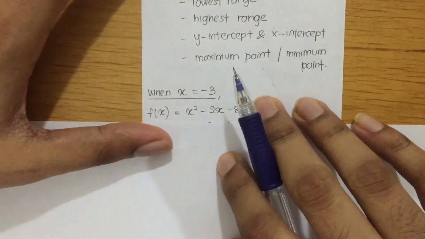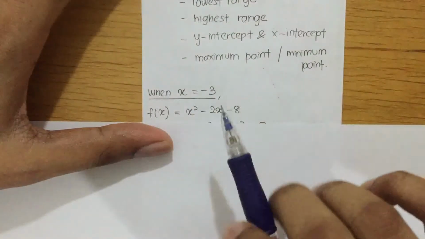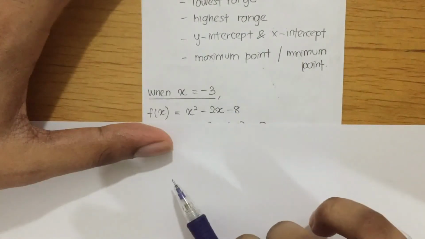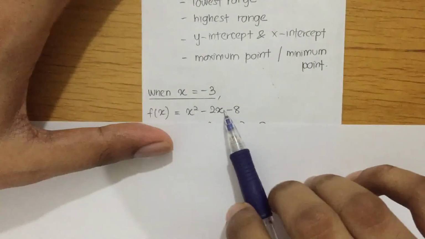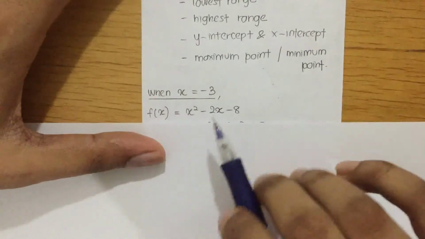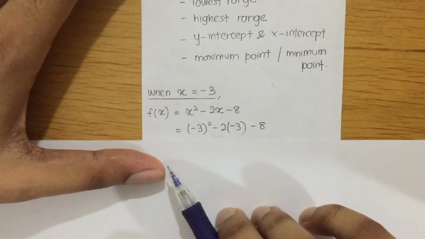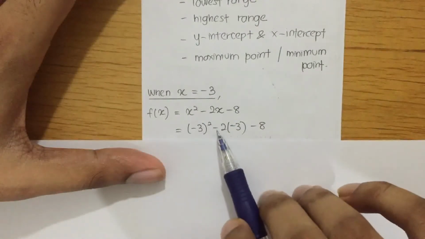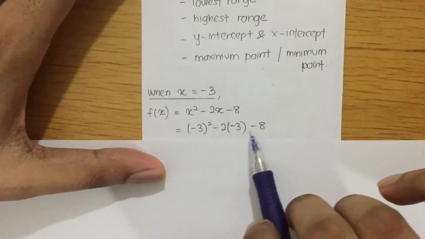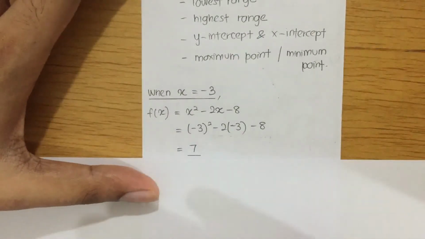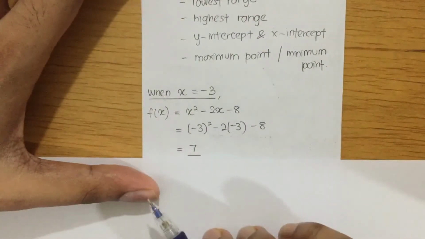Since you already found your P and Q from question part A, you substitute directly over here, where you get x square minus 2x minus 8. Okay, let us continue. So from here you substitute this negative 3 into f(x). So you get negative 3 square minus 2 in a bracket negative 3 minus 8. So you calculate this, you should get 7. This is for the lowest range.